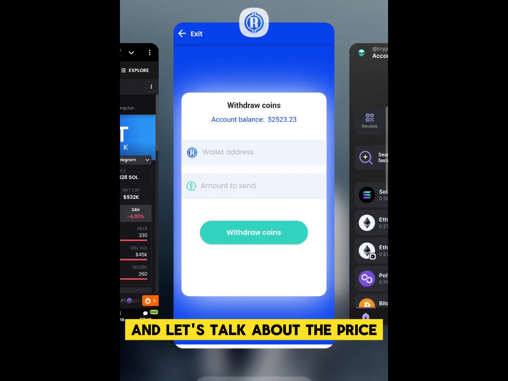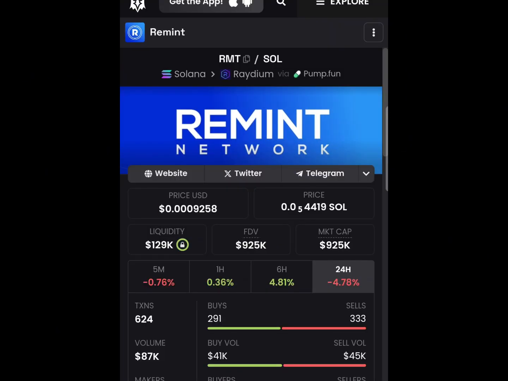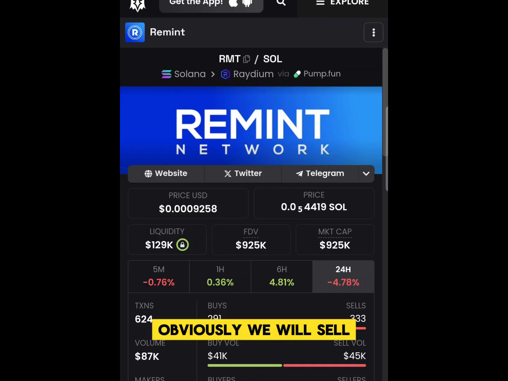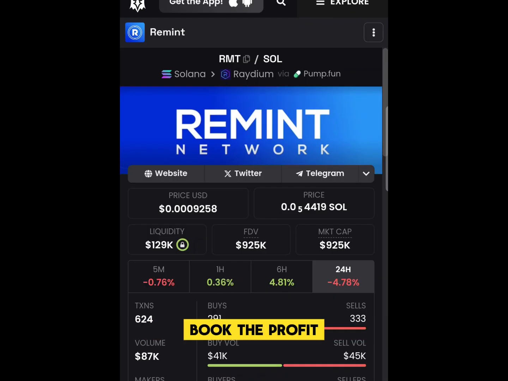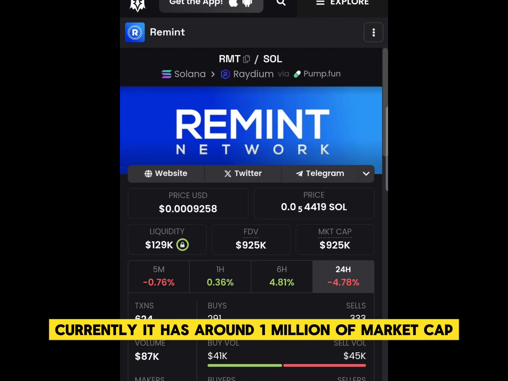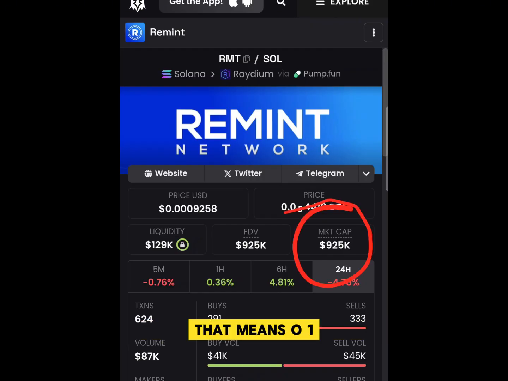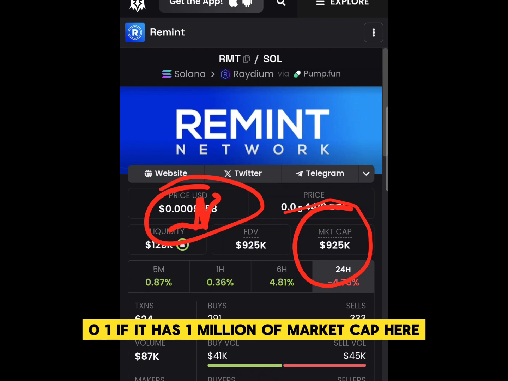And let's talk about the price prediction of Remint network, how much it can go when they allow us to withdraw. Obviously we will sell, that's very sure, and we will try to book the profit, that's very obvious. And they are ready with liquidity. Currently it has around 1 million of market cap. That means the price is 0.0001 if it has a 1 million market cap.